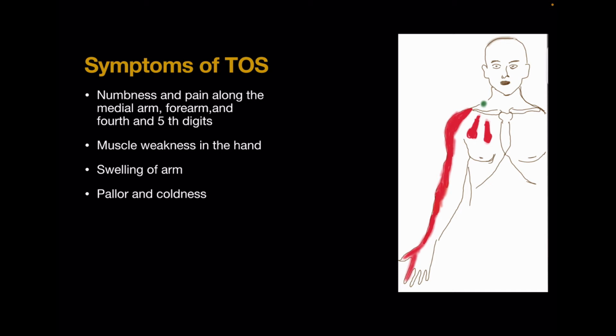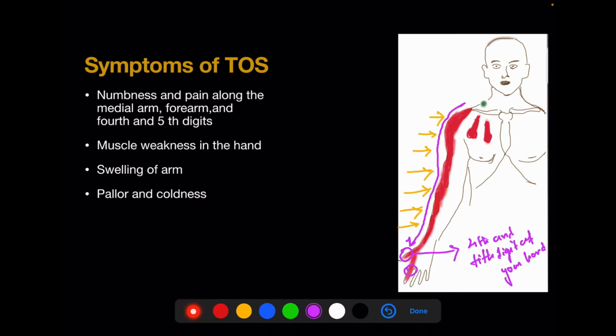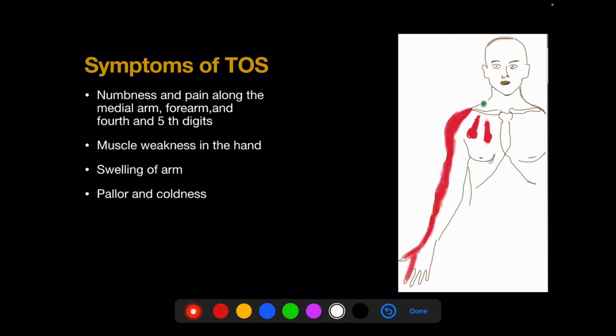It also affects the forearm, but not in this region. It ends here only. It doesn't go to the hand like the first one. It just ends here.